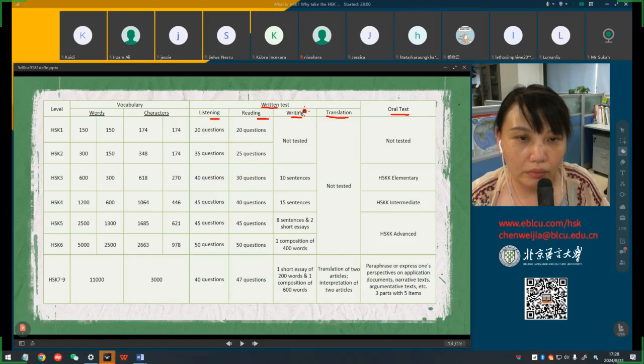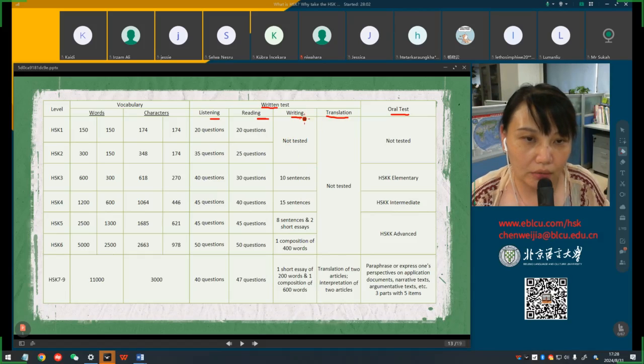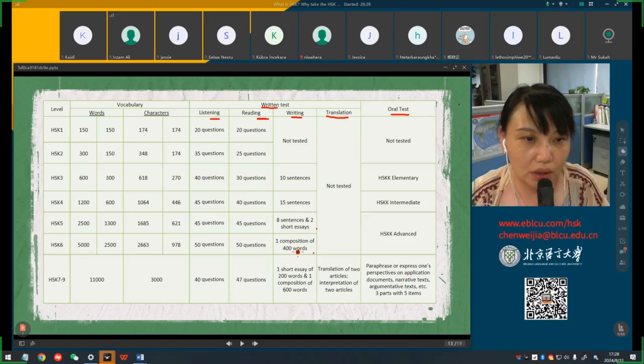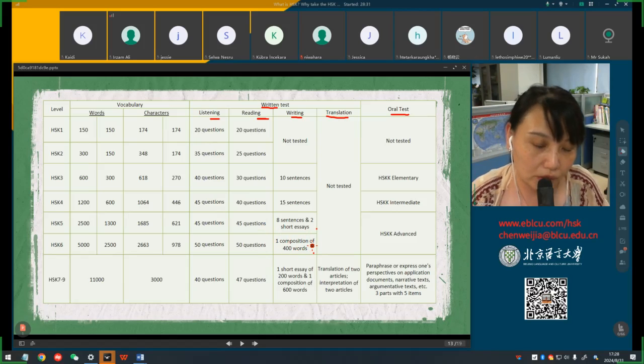So for the writing part, HSK 3 has 10 sentences. You need to write 10 sentences. And HSK 4, you need to write 15 sentences. HSK 5, you need to write 8 sentences and 2 short essays. And HSK 6 requires a composition of 400 words. So you need to write a short article.